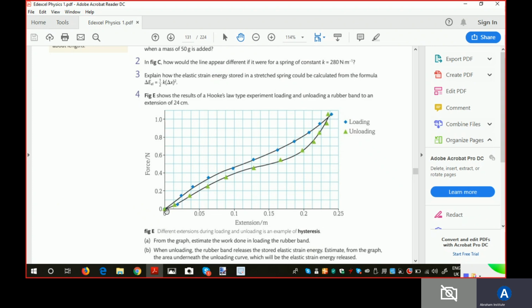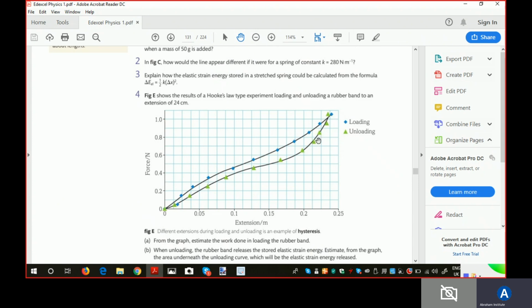So it doesn't obey Hooke's law, because if it obeys Hooke's law, then it should be a straight line passing through the origin. But here it's passing through the origin, but it's not a straight line. So this rubber band doesn't obey Hooke's law, because it's not a straight line for the force versus extension graph. So what happens is, in the beginning the weights are added and the rubber band extends. Up to here weights are added. Now the area under this blue curve will give you the elastic strain energy in the spring, or elastic potential energy in the spring, or work done on the spring.